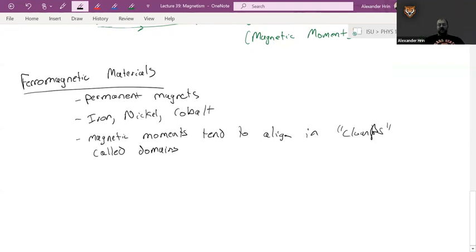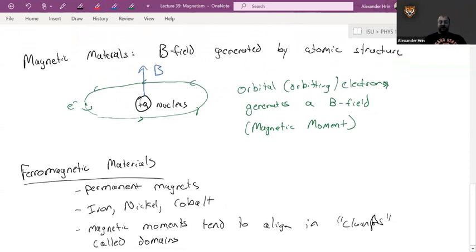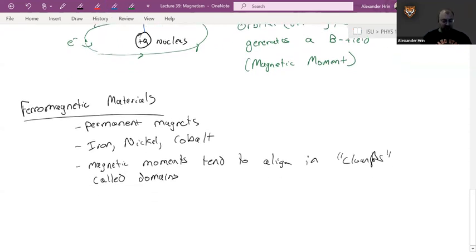Basically, in this case we'd have B fields that look kind of like that, with all these magnetic moments in the material aligning together. Basically, each one affects its neighbor. Now, you will also have multiple domains. It's not like the entire material is a single domain. In just average iron, you do get these domains, but they counteract the effect of one another because they are not all aligned with one another.